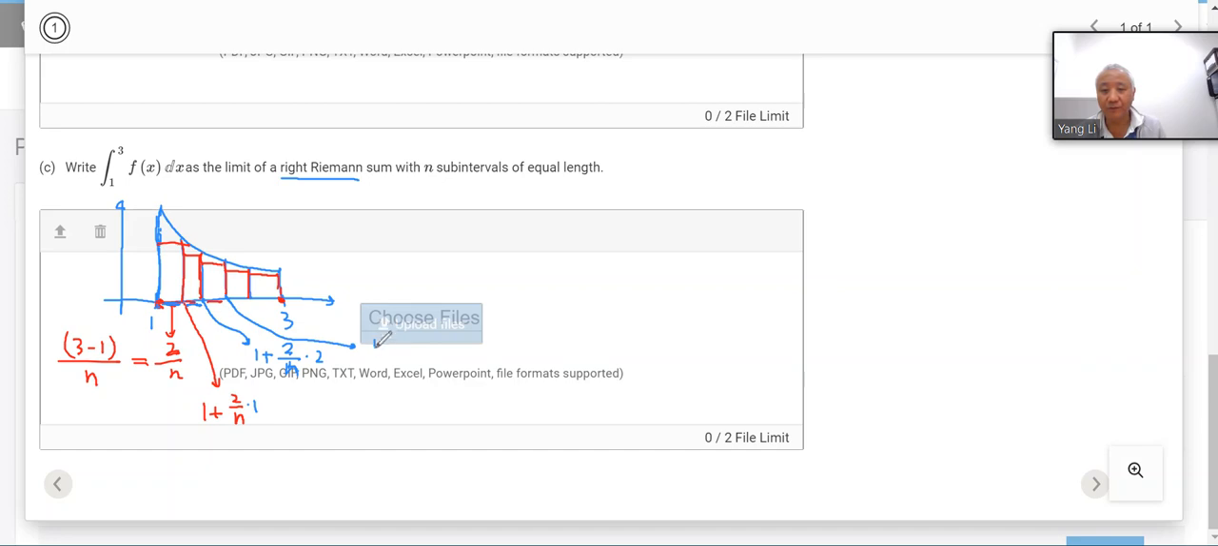It will be 1 plus 2 over n times 3, because you have 3 intervals of 2 over n to reach this point, right? So in general, for example, this is the ith place. That means the x coordinate here should be what? 1 plus 2 over n times i, right? So this is the x coordinate.